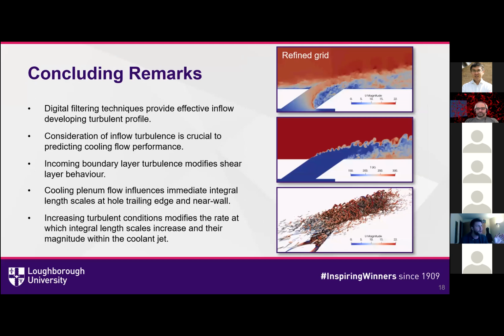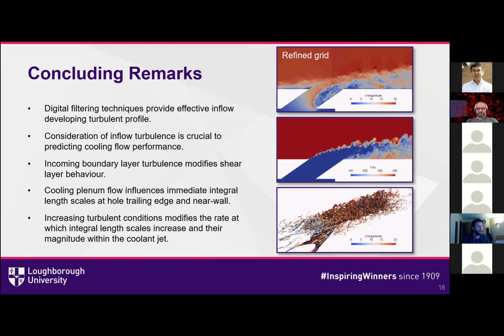So to conclude, I've shown that digital filtering techniques have provided an effective way of providing an inflow developing turbulent profile. We've also shown through the first few plots of the adiabatic cooling effectiveness distributions that the inflow turbulence is critical to providing correct lateral coolant spread, which is what we need for our work in data-driven turbulence modeling. That incoming turbulent boundary layer is important in modifying the shear layer behavior and getting rid of those Kelvin-Helmholtz instabilities that we see.